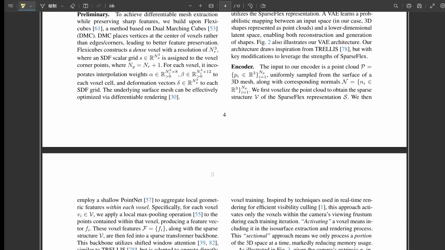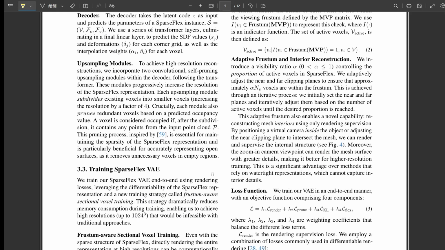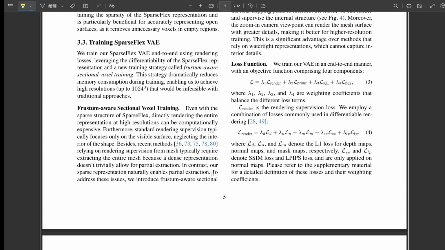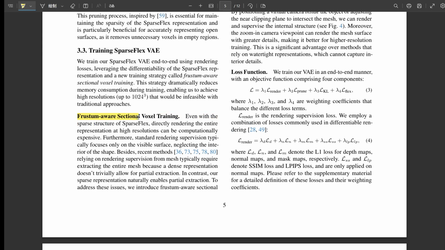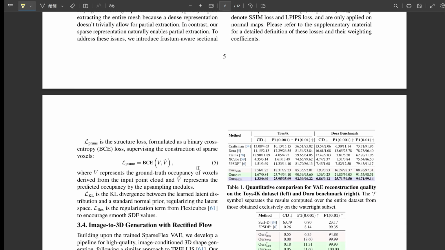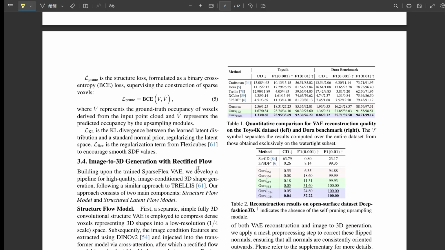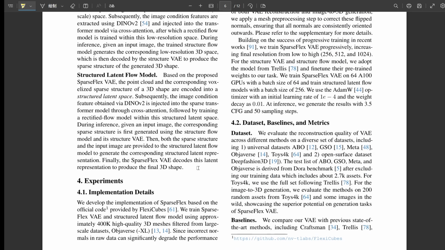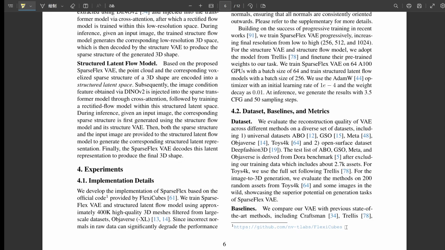Then, the frustum-aware sectional voxel training. That's huge for managing memory, getting up to that 1024 cubed resolution, but also quite remarkably allowing reconstruction of interiors using just rendering supervision by focusing learning on the currently relevant voxels. That felt like a real haha moment. Agreed. That interior reconstruction capability is particularly novel. And then there's the SparseFlex VAE architecture itself, the whole pipeline. Point cloud input, sparse voxelization, the point net grabbing local features, the sparse transformer encoder, then the decoders predicting the SparseFlex parameters, and those self-pruning upsampling modules boosting resolution and cleaning up open surfaces, all trained end-to-end with differentiable rendering. It's a really well thought out system.